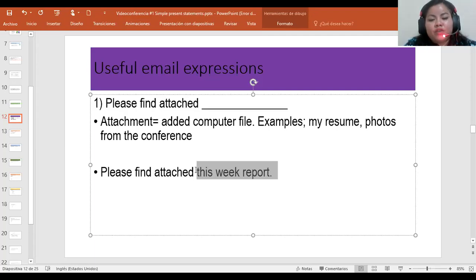Okay. So what is attachment? ¿Qué es lo que vamos a encontrar en el attachment? El attachment es un added computer file. So what is the attachment? Cuando usted envía, please find attached, cuando está escribiendo su correo electrónico, please find attached this week report. Su jefe, o a quien usted le envíe su correo, they are going to open the email. And they are going to open the file, right? And they are going to access the report, right?